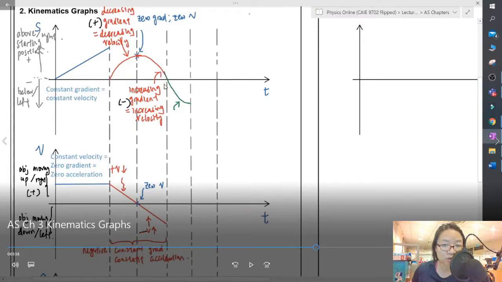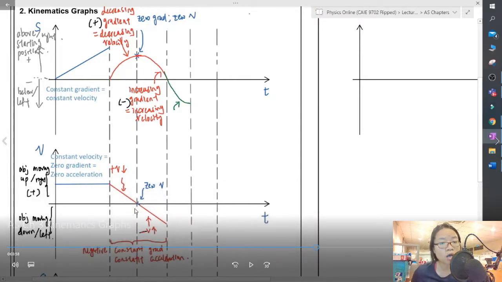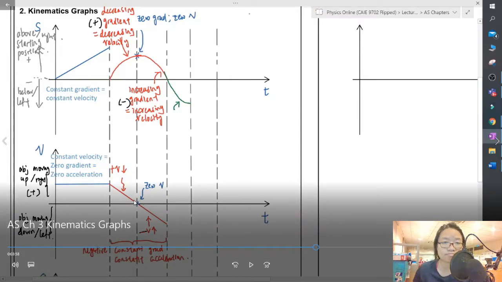Okay, how you are moving, you need to consider separately. Basically, you need to consider the gradient. The second graph will tell you how you are moving. Whether you are above or below the starting position will depend on the other graph as well.